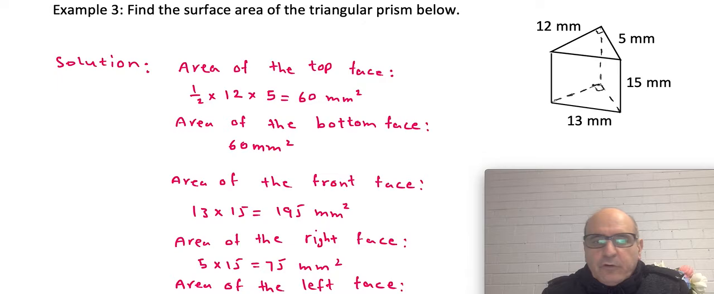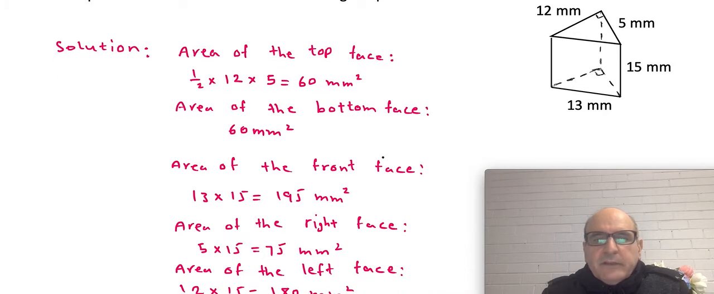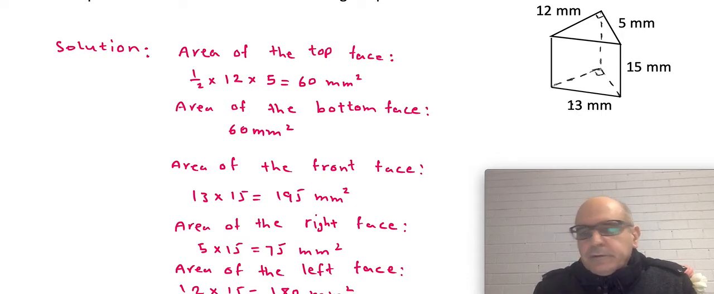And for the area of the front, this is the front face, this one. This is our front face, and it's a rectangle. So this side is 13, and this side is 15. So that's going to be 13 times 15 for the front. 13 times 15 gives me 195. So we have this rectangle, and all rectangles here are different.